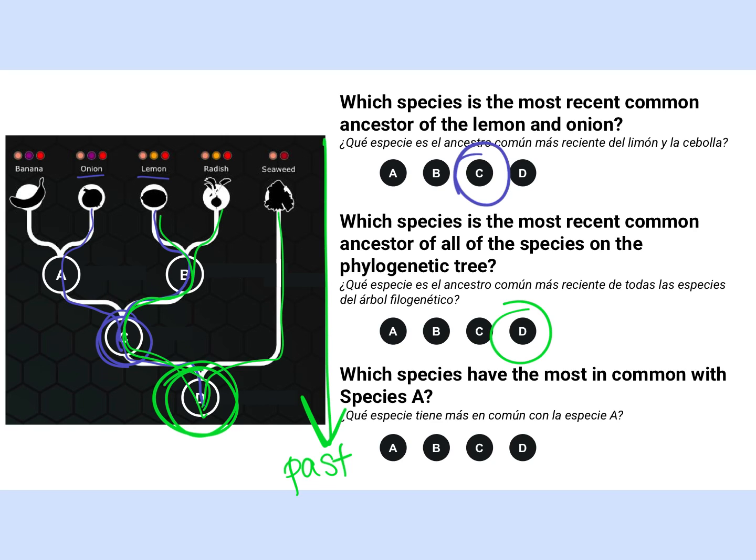Okay, last question. Which species have the most in common with species A? Okay, so species A is right here. So which species are going to have the most in common? Whoops, it shouldn't be these options. My answer is the banana and the onion. They are the most closely related to, or have the most in common with, species A.